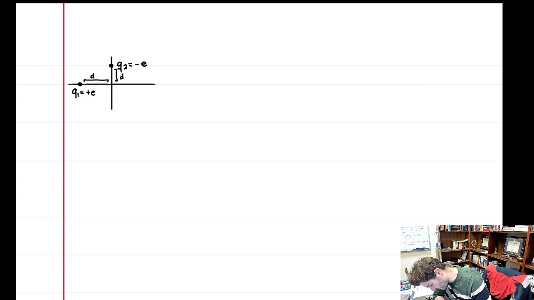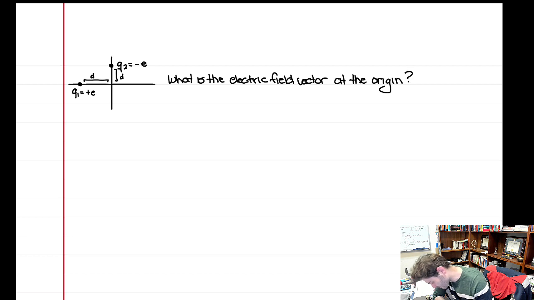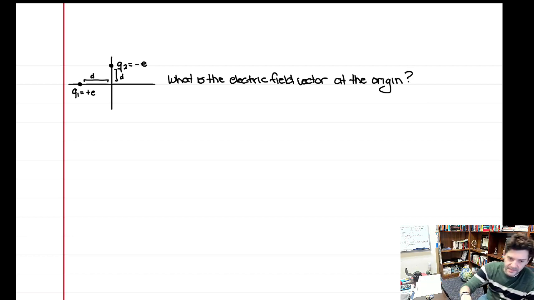And the question is, what is the electric field vector at the origin? Again, with the idea that if I were to place a small positive charge at the origin, what would be the direction of the force vector? And then we're going to take away that test charge and look at just what is the presence of these two charges at the origin.